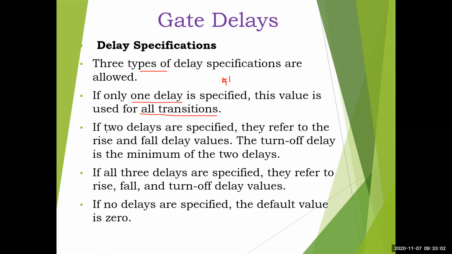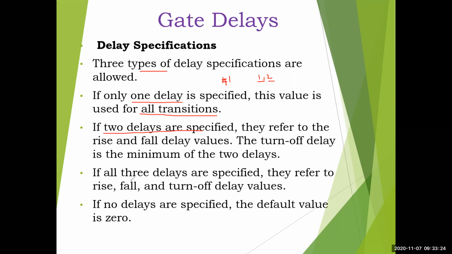Then if two delays are specified, they refer to the rise and fall delays. For example, if you specify 1 comma 2, then 1 will be for rise delay, 2 for fall delay, and the minimum of these two will be the turn off delay. So turn off delay is the minimum of the two delays. That is how you need to consider.